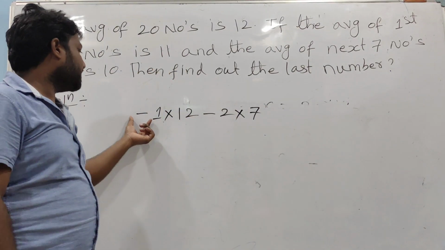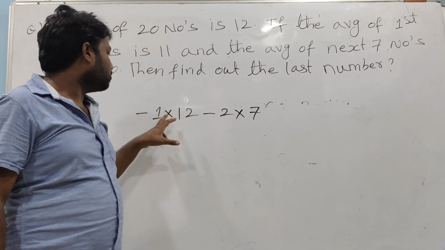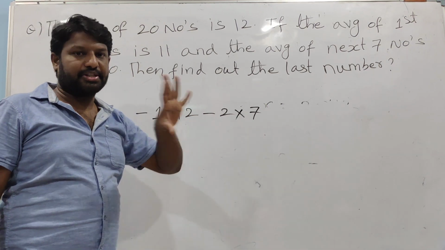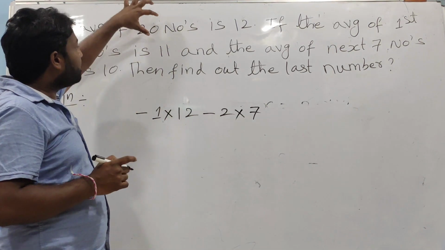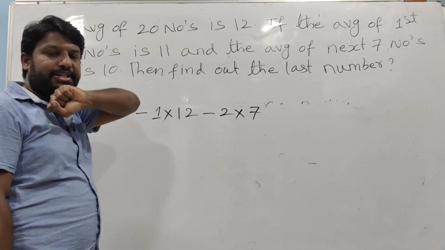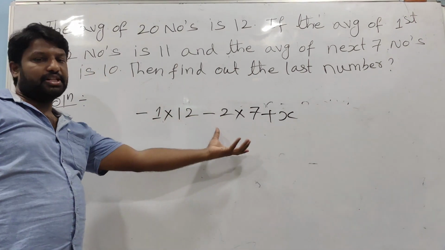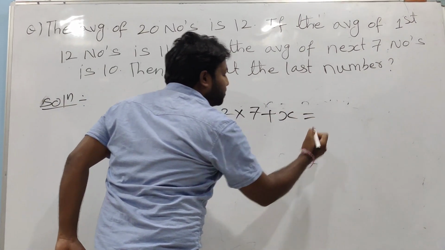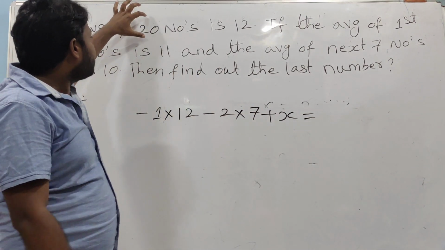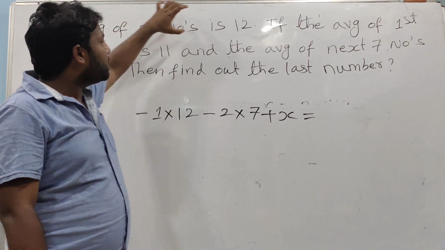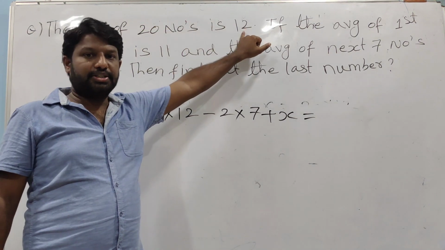Minus 1 into 12 minus 2 into 7. Total 12 numbers plus 7 numbers, 19 numbers are completed, and the total numbers are 20. So I am taking the last number as x. This is the sum, and you have to equate it to the total sum. The total sum is 20 into 12.